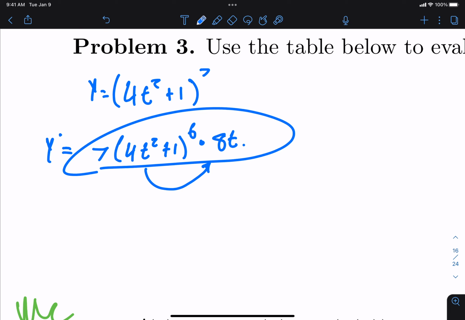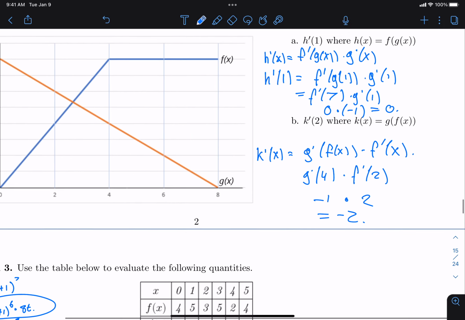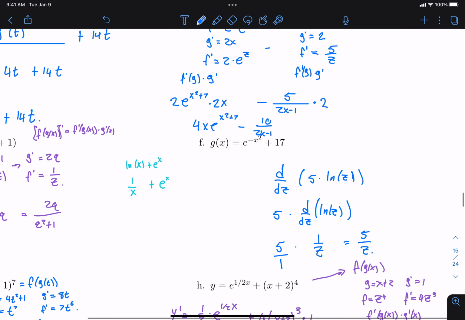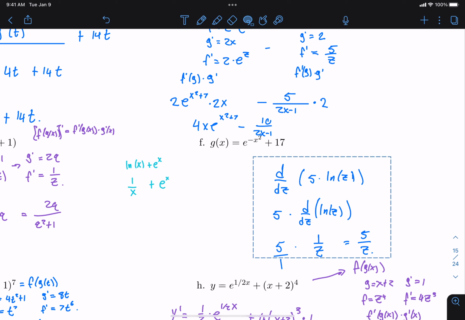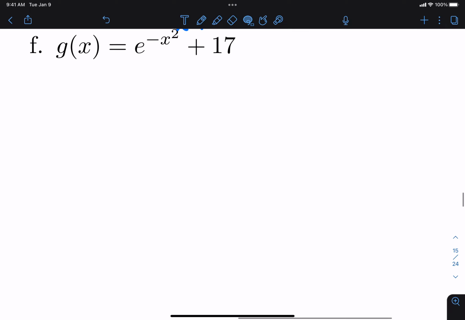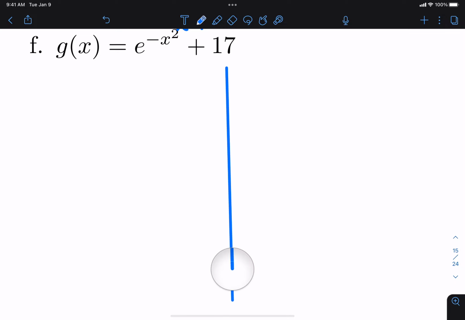Are there any other questions on this example? All right, let's do another chain rule. I guess there's only one chain rule that I haven't done. It's this one. So I have g of x is e to the minus x squared plus 17. So I'll do it the fast way first to satisfy Andon, and then we'll do it the slow way.